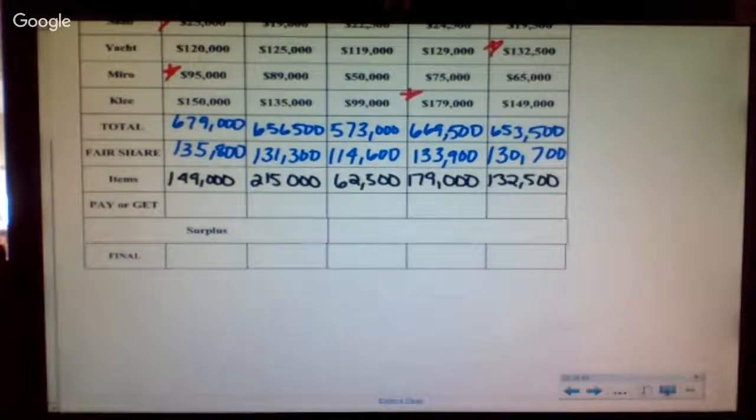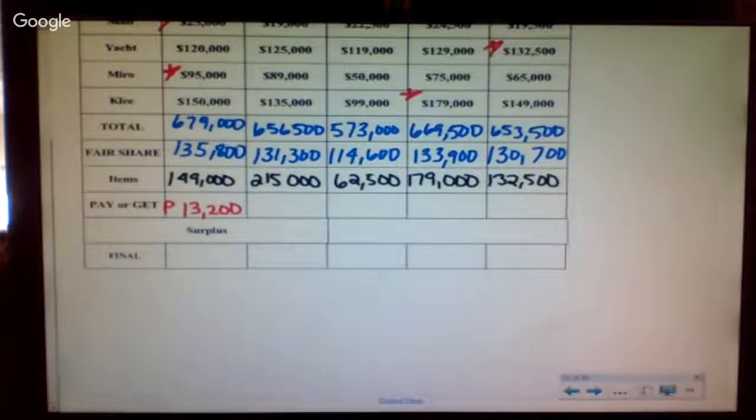Okay, so let's finish this off then. Is Al going to pay or get? He's going to pay. How much does he pay? I need an accurate amount. 13,200.